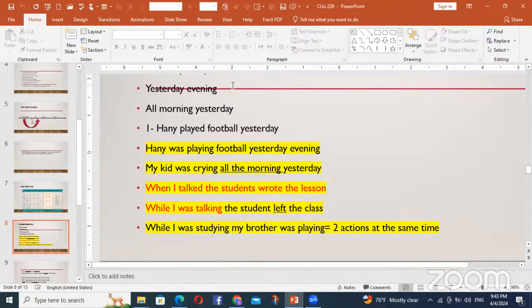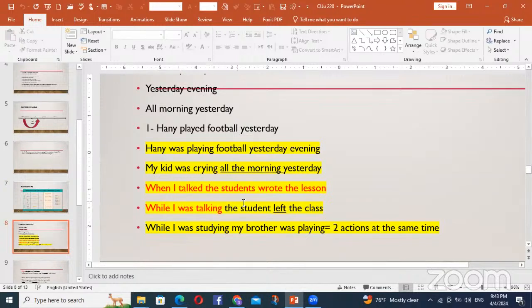My kid was crying all the morning yesterday. Do we have a duration here? Yes. Where is it? All the morning. So this is the period of time. Where is the past continuous? The verb to be was and then the action verb in the ing form.